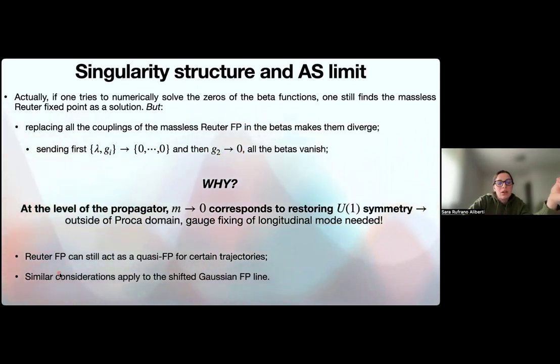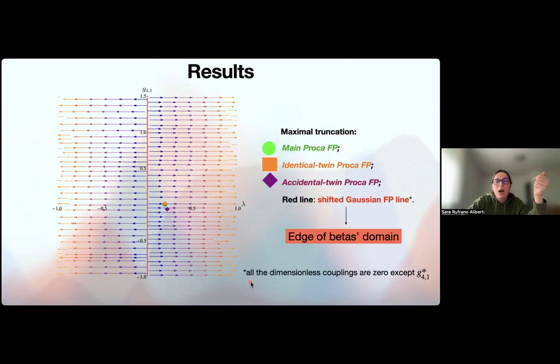And similar considerations apply to the shifted Gaussian fixed point line that I'm going to show you right now in this plot. So here in this plot, I'm showing you the projection of the flow in the lambda-G41 plane. I recall G41 is the first non-minimal coupling added to the Lagrangian. And in particular, here, we're considering the flow for the maximal truncation. These symbols refer to each element of the Proca triplet.